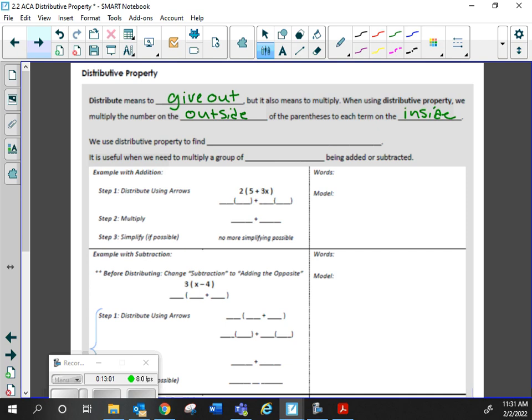So we use the distributive property to find equivalent expressions. Have we said that word a lot lately? Yes, Miss Lyle. Okay, because all of those properties, like the commutative, we said that 3 plus 2 is the same thing as 2 plus 3. That's an equivalent expression. The distributive property is an equivalent expression. It's the same thing before and after, if you do it correctly. It is useful when we need to multiply a group of terms being added or subtracted. Okay?